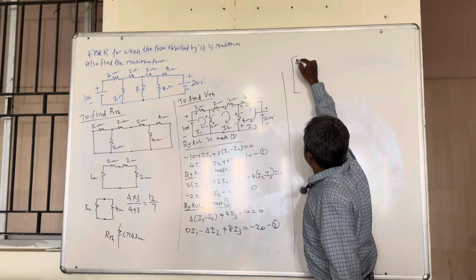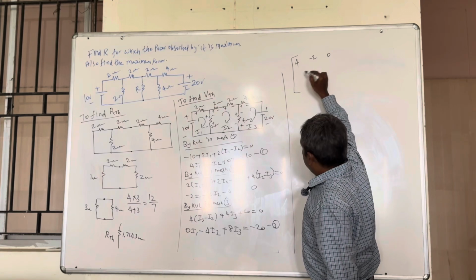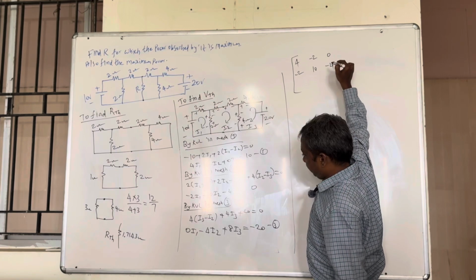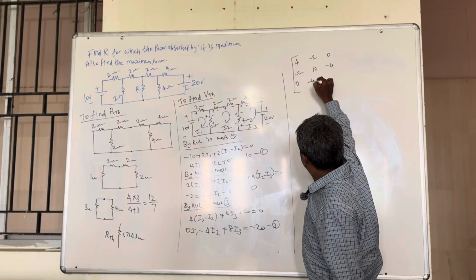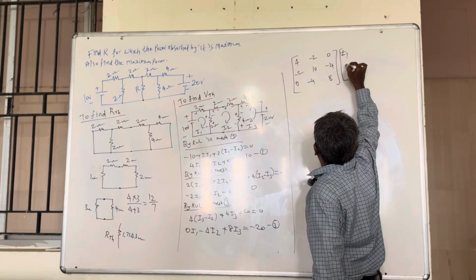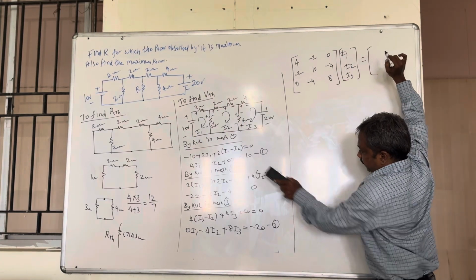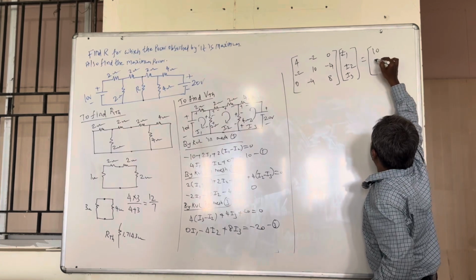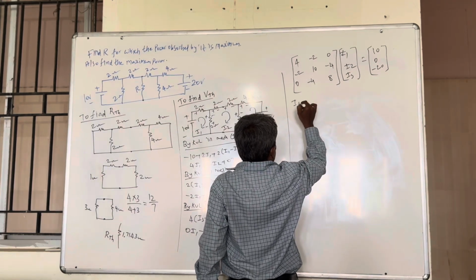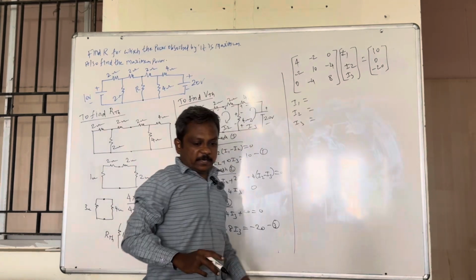Now you write the coefficient matrix. Coefficient matrix will be like this: 4, minus 2, 0; minus 2, 10, minus 4; 0, minus 4, 8. What are all the unknowns? I1, I2, I3. Right hand side coefficients: 10, 0, minus 20. Now you find I1, I2, I3. Find I1, I2 and I3.